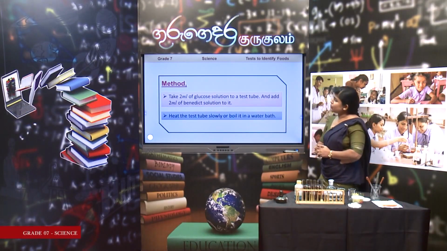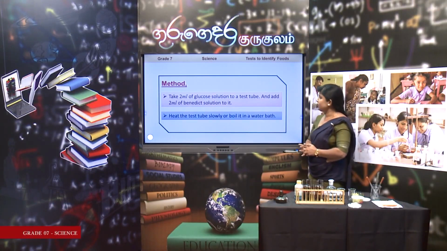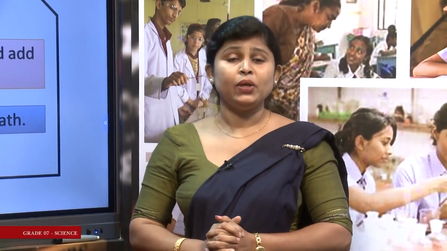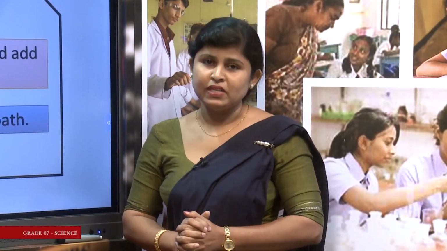Method. Take 2 milliliters of glucose solution to a test tube and add 2 milliliters of Benedict solution to it. So, you see the volumes of glucose solution and the Benedict solution are equal. Then heat the test tube slowly or boil it in a water bath. Right. Now, I am going to do the activity. You have to record your observations.